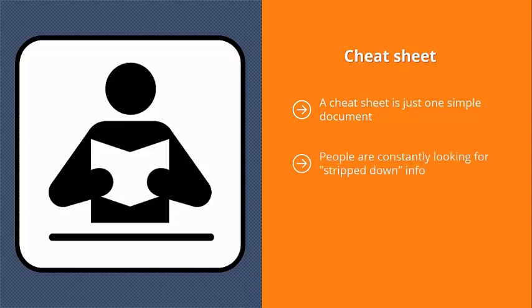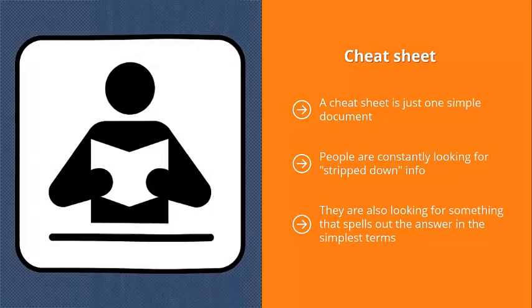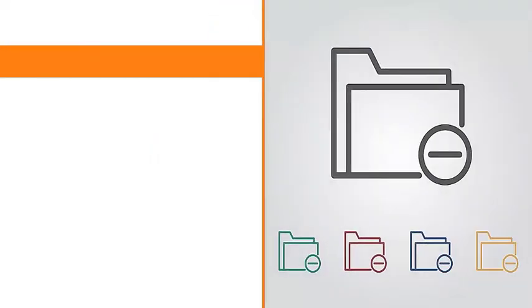People are constantly looking for stripped-down info. They don't have time. They just want to scan something that would give them the right answers as quickly as possible. They are also looking for something that spells out the answer in the simplest terms. It's easy to see the value of cheat sheets. It's no surprise that this form of mailing list incentive is quite popular.